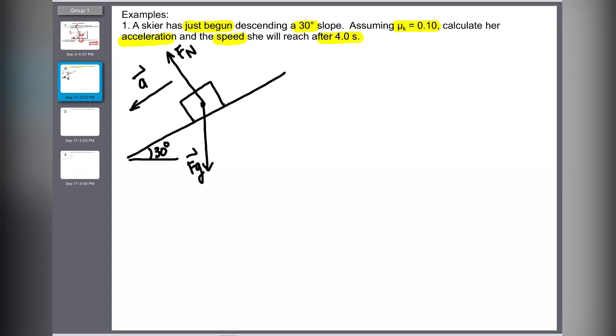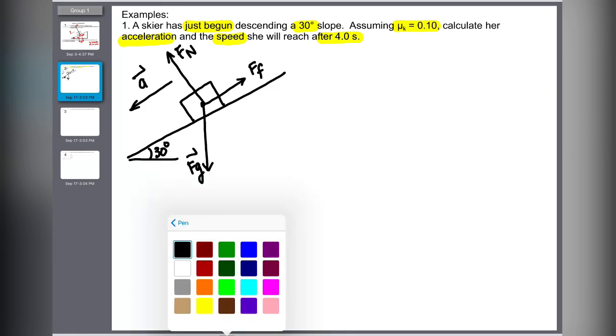And it's telling you it's going downhill this way. So the acceleration is coming that way, meaning the force of friction has to be moving uphill. They want you to find acceleration.